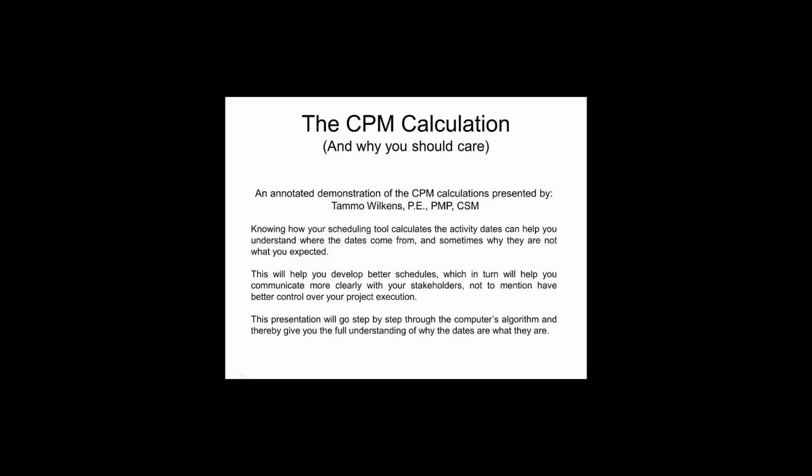Knowing how your scheduling tool calculates the activity dates can help you understand where the dates come from, and sometimes why they are not what you expected. This will help you develop better schedules, which in turn will help you communicate more clearly with your stakeholders, not to mention have better control over your project execution. This presentation will go step by step through the computer's algorithm and thereby give you the full understanding of why the dates are what they are.